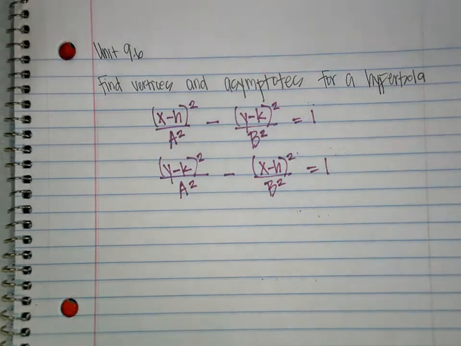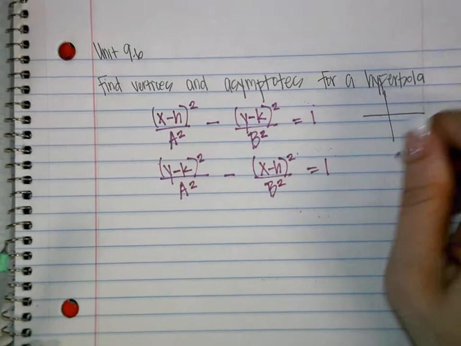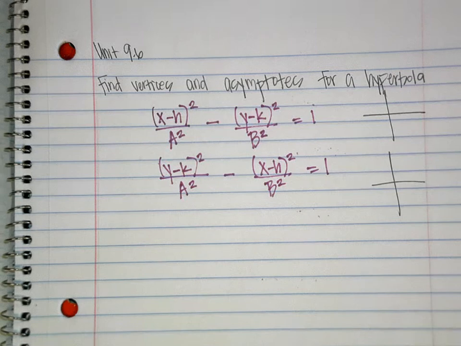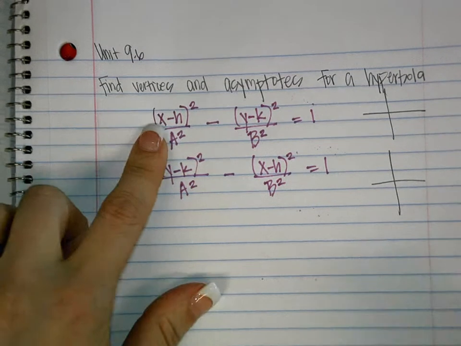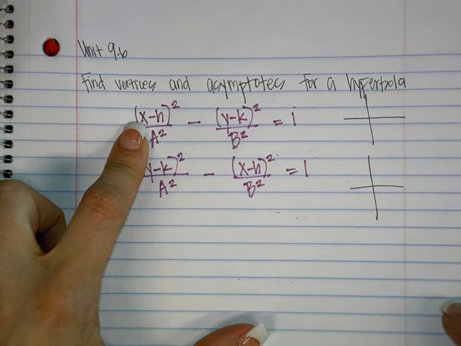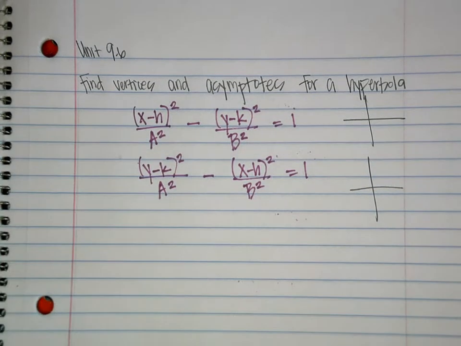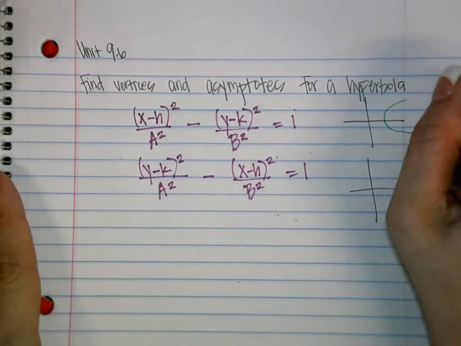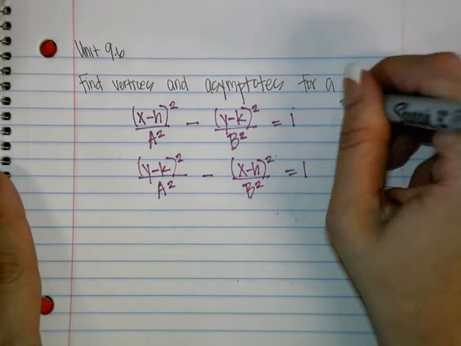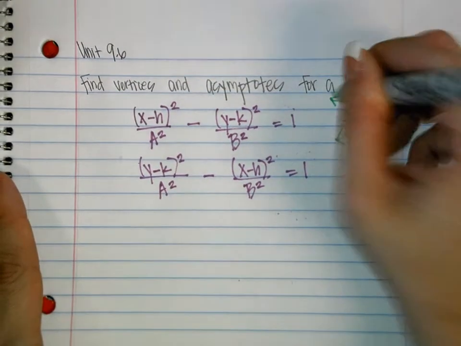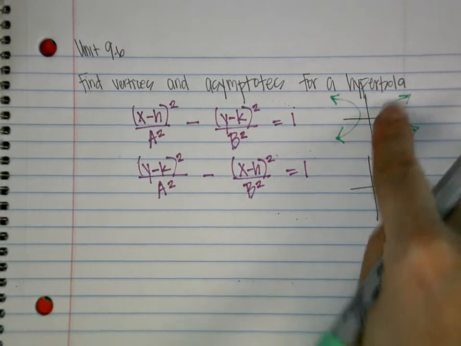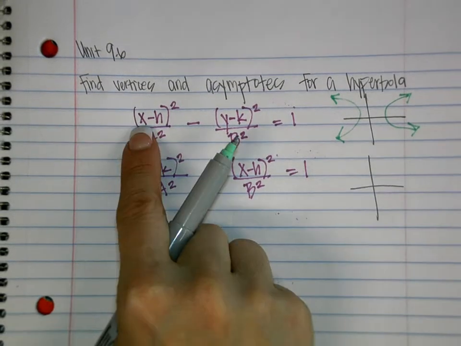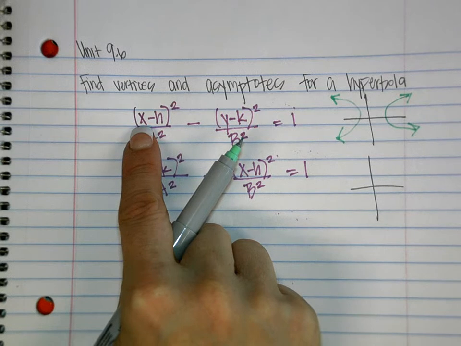You're still going to have a grid just like normal, but if the x is first, so if the x squared part is positive, then I call this an x hugger. It hugs the x-axis, meaning that it will look like this. Hyperbolas are essentially like two parabolas back to back. So these wrap around the x-axis if x is first, if x is positive.